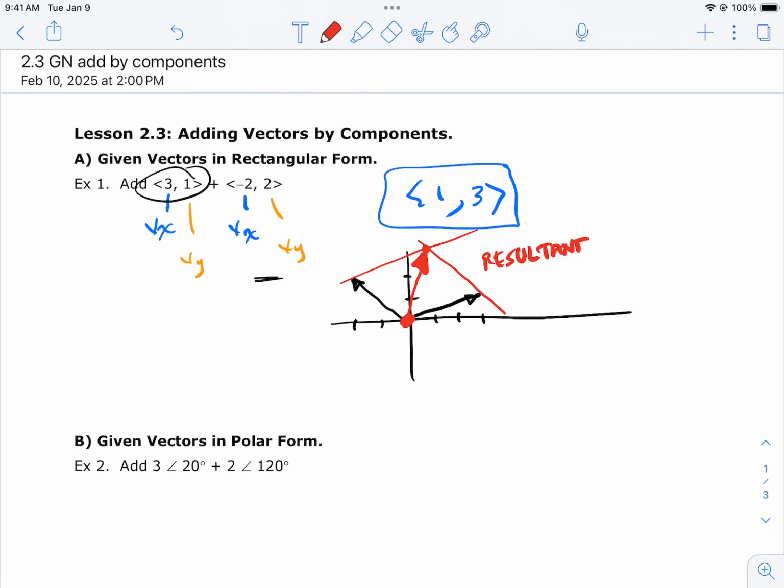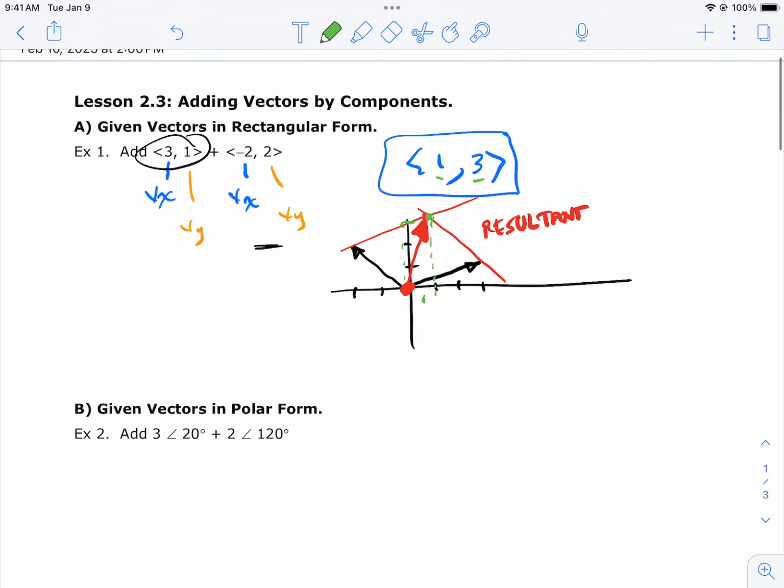And wouldn't you know it, especially if I draw this accurately, in the x direction, you go 1, and in the y direction, you go 3. Ain't that something? It's nice. So rectangular form, groovy. Just go ahead and add the x's, add the y's. So that's it for that.